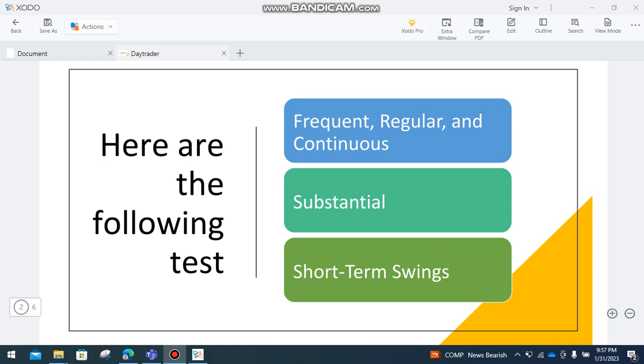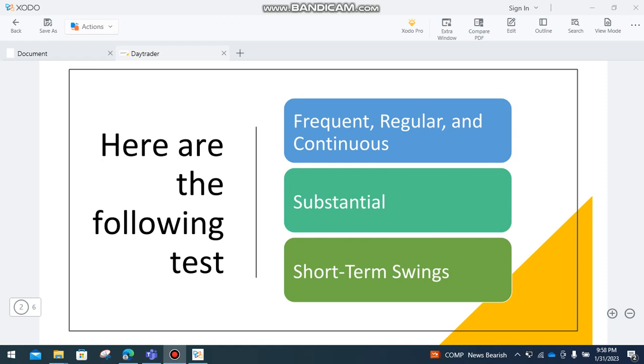Now, the short-term swings. Basically, a trader typically holds assets for a very short period of time, usually just a few days. So again, you will have to constantly hold trades on a short-term basis, buying and selling throughout the day.